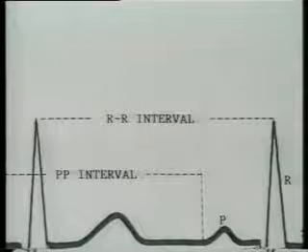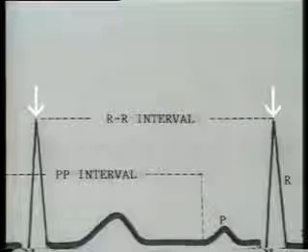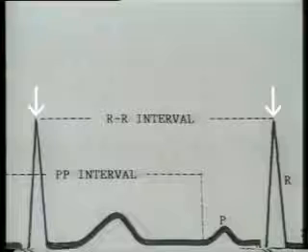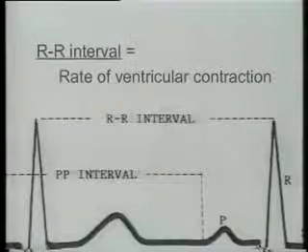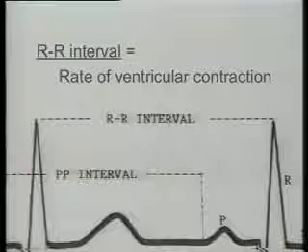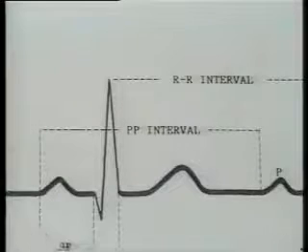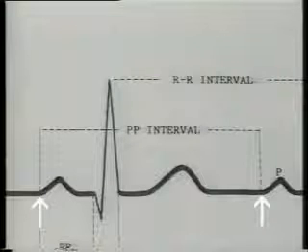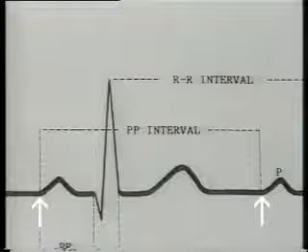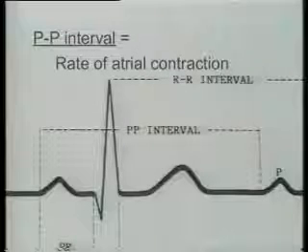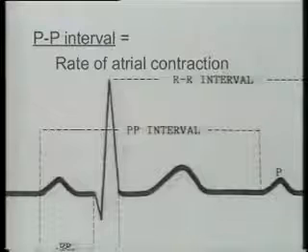The time interval from the apex of one R wave to the apex of next R wave is termed as the RR interval. RR interval is related to the heart rate or rate of ventricular contractions. The time interval from the beginning of one P wave to the beginning of next P wave is termed as the PP interval. The PP interval indicates the rate of atrial contractions.